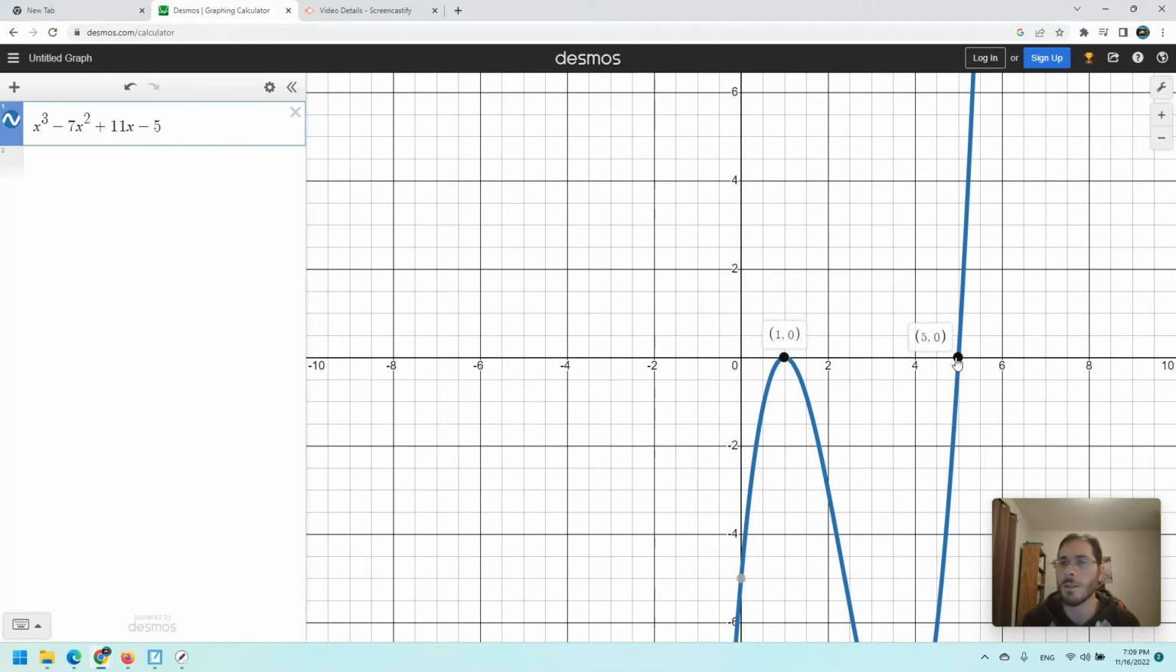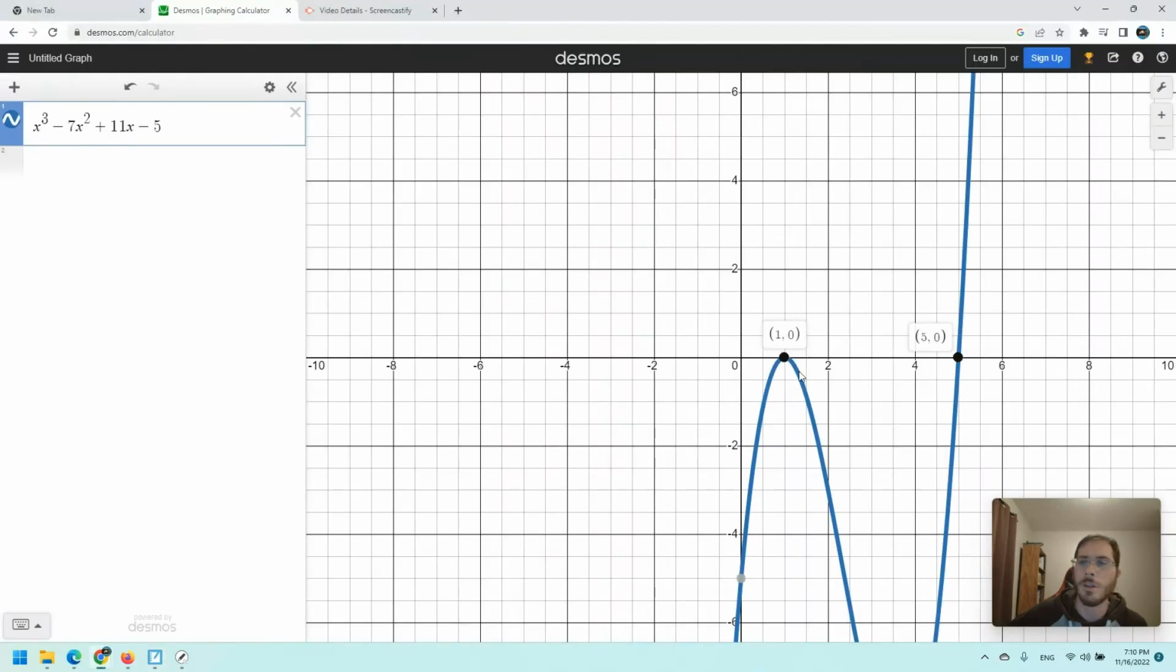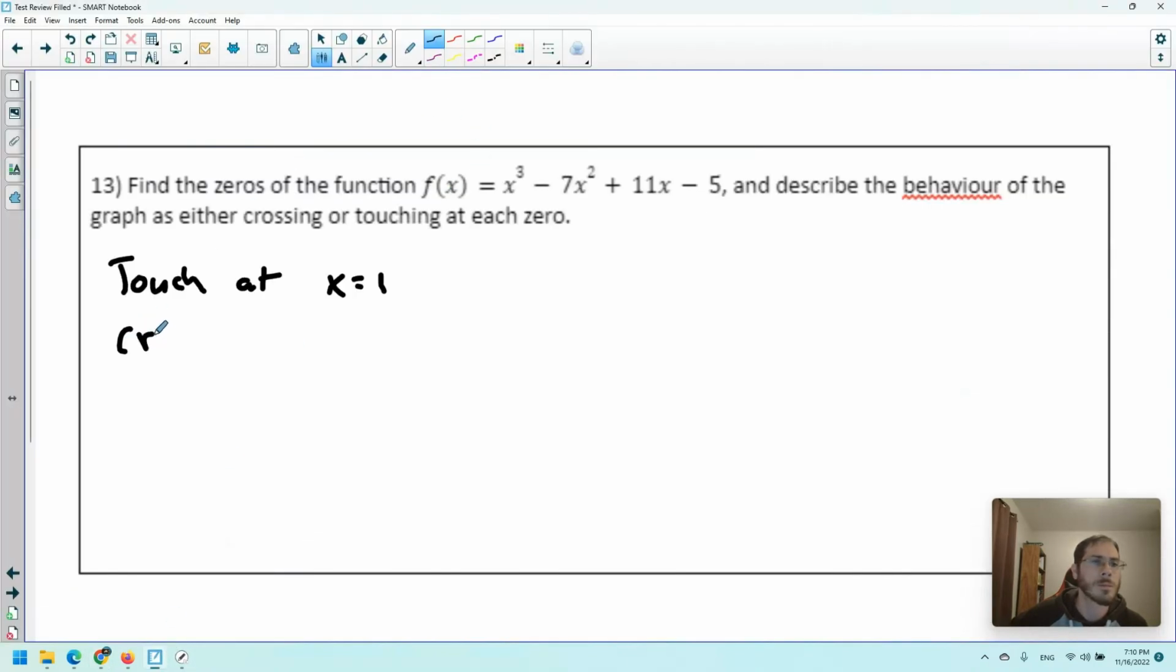But here's what we got. We've got it hitting at 1, 0. So it's going to bounce. It's going to hit at 1. And I guess they call this a touch. Let's call that touch instead of bounce. That's the word that they use. So we just touch, and then we kind of go down. And then over here at 5, we cross. Okay. Is that it? I think that's it.